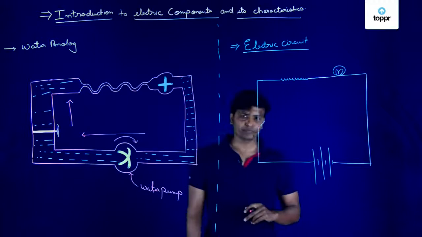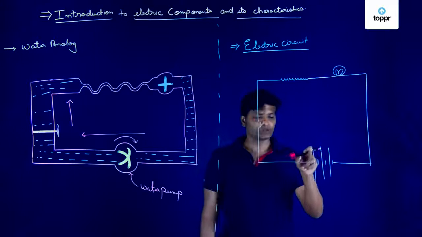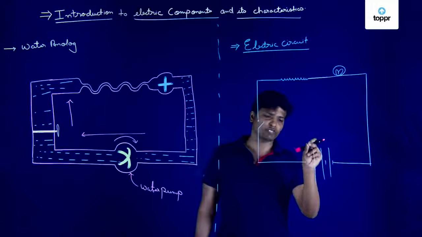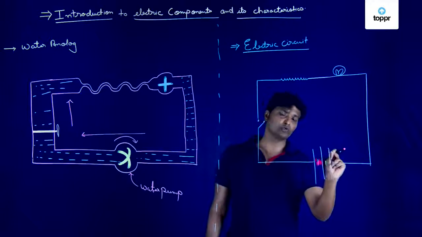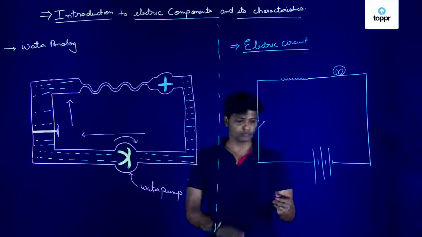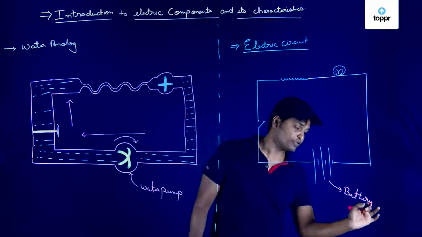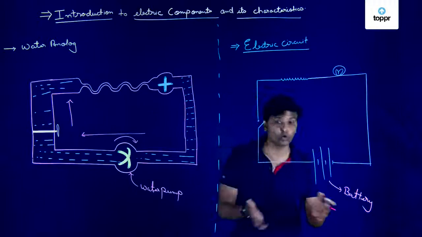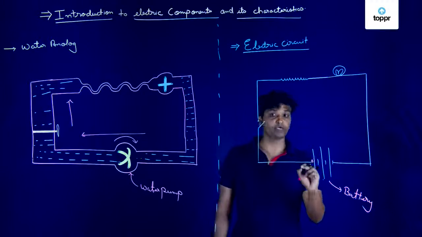What is a battery? This battery is having positive terminal and negative terminal. Positive terminal has a huge number of positive charges located on it, and negative terminal has a huge amount of negative charges located on it. So what does this battery do? This battery creates a potential difference throughout the circuit, because of which the charges move, the current flows.